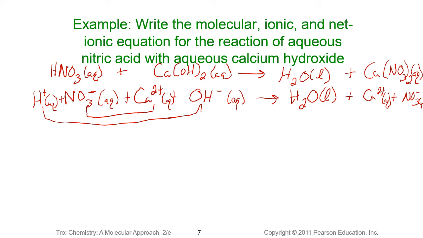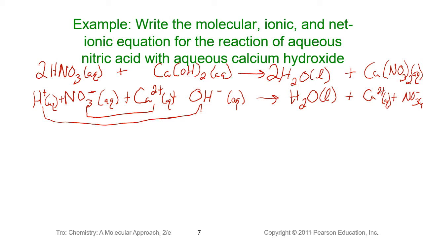Now to balance our chemical reaction. So we see we have 2 nitrates in our calcium nitrate, so we're going to have to put a 2 in front of our nitric acid. So we've got 2 nitrates on the left side. 1 calcium on each side, so we're in good shape there. We've got 2 hydrogen and 2 hydroxide, so to balance that, we need a 2 in front of our water.